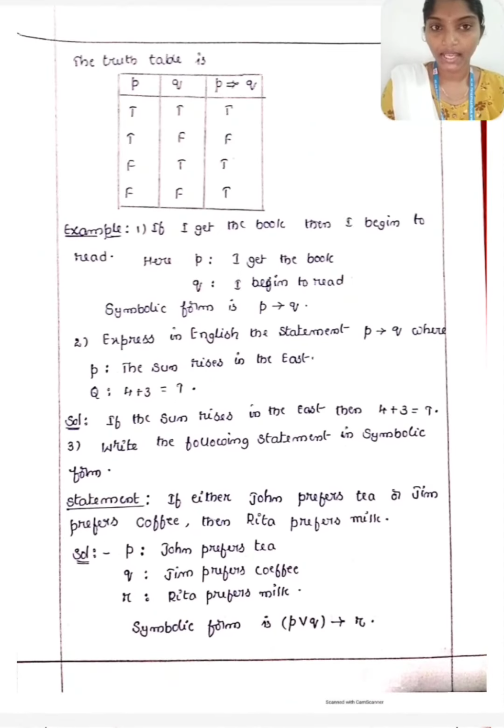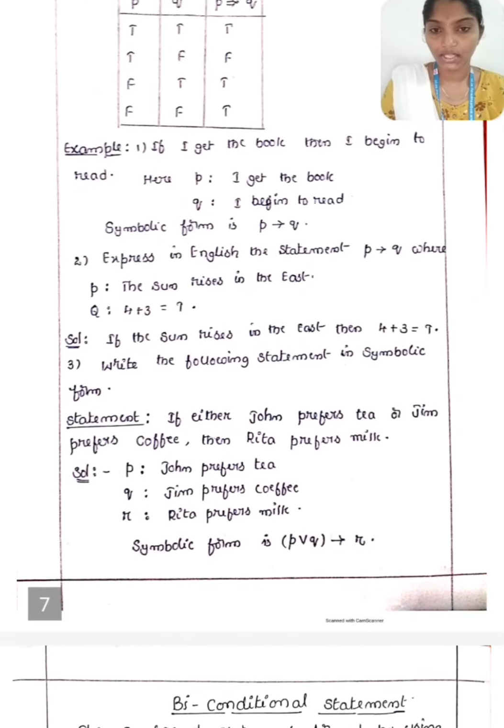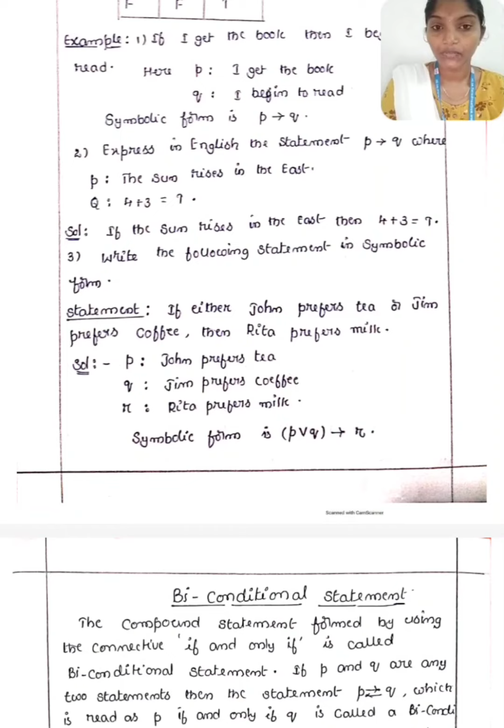Example, if the statements P and Q are: P, the sun rises in the east, Q, 4 plus 3 is equal to 9. If the sun rises in the east, then 4 plus 3 is equal to 9. For example, the statement: if either John prefers tea or Jim prefers coffee, then Rita prefers milk. P, John prefers tea. Q, Jim prefers coffee. R, Rita prefers milk. Symbolic formula: P or Q implies R.